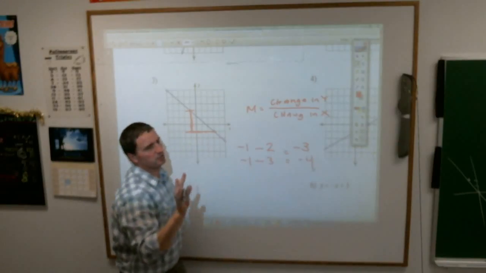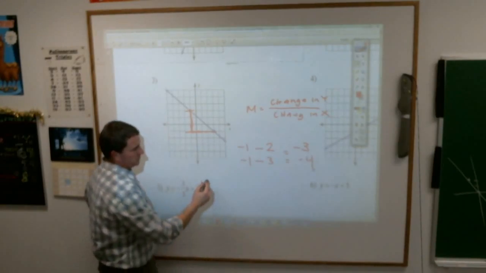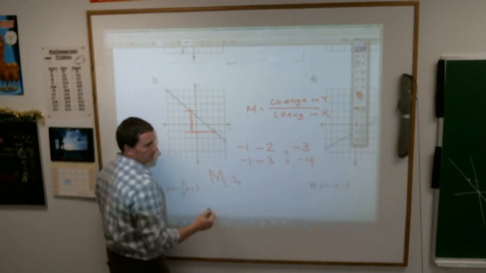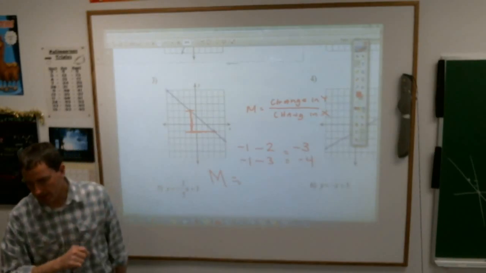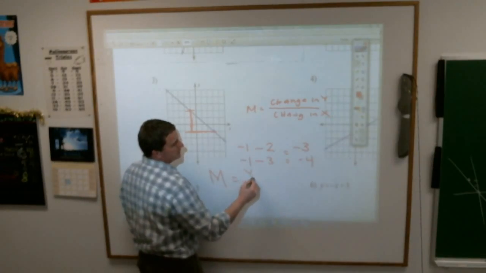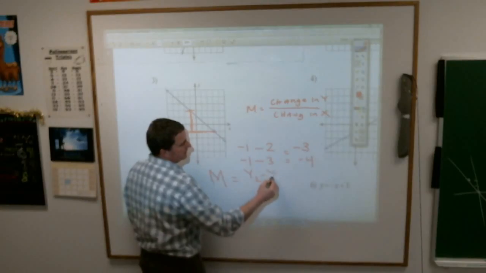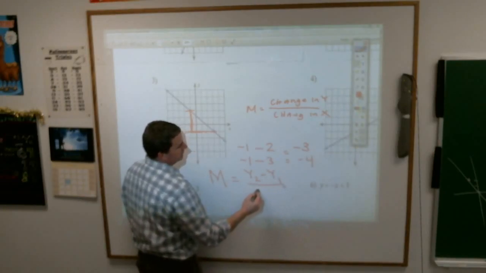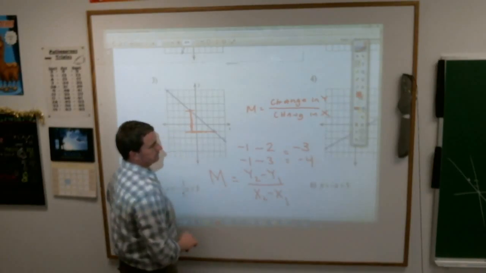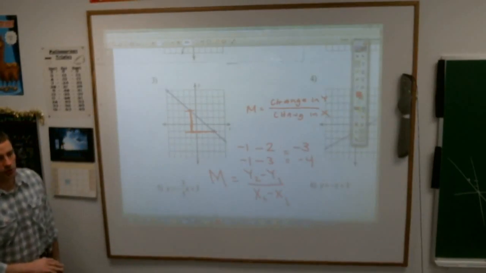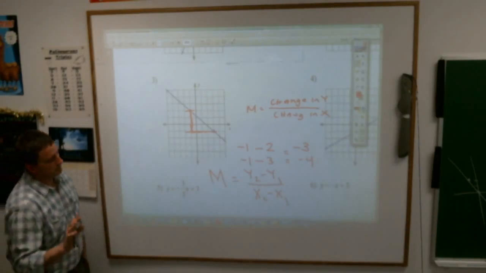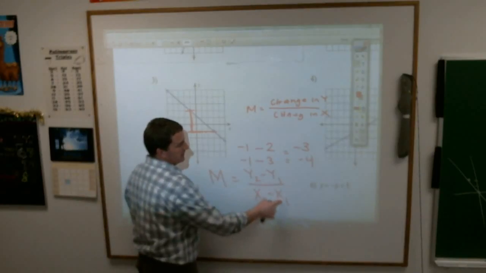Just write this down. Here's what you need to know. M, slope, equals, I suppose I should write it. It doesn't really matter which one. y sub 2 minus y sub 1 over x sub 2 minus x sub 1. And I'll show you what this is. It's not difficult at all. What's the one next to the first x? x sub 2 minus x sub 1.